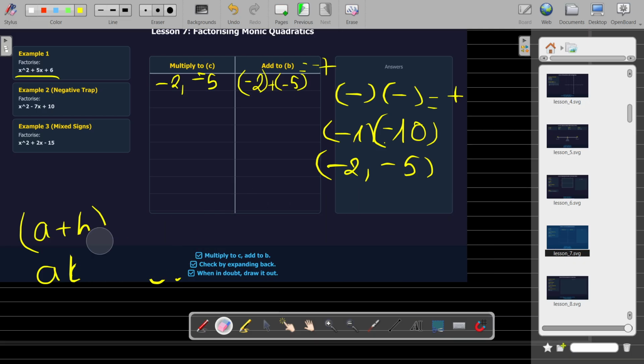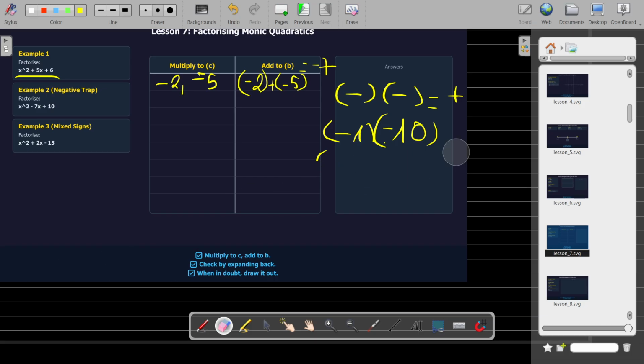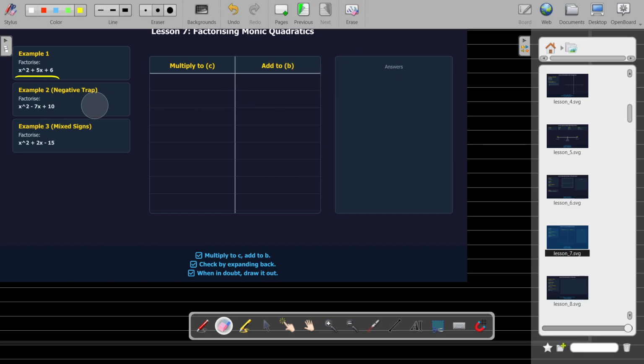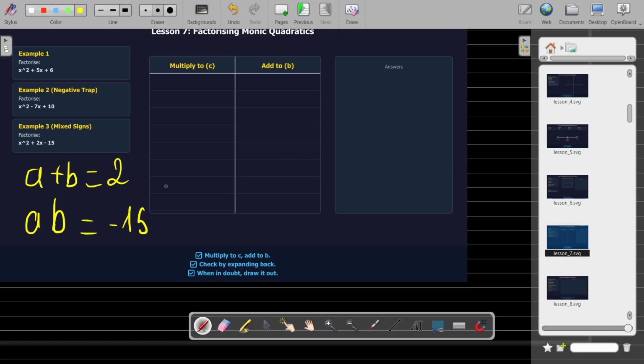So I'm going to the third example now. It's going to be a little bit trickier, of course. Our third example will be mixed signs. Most of these kinds of factorizations will be mixed signs, so it can be a little bit annoying, of course. So let's just draw now. So our a plus b should be 2, and our a multiplied by b is -15. If we apply this pattern and we do this again and again, we'll come up with the conclusion that these are the numbers that we just need to find. That's all.